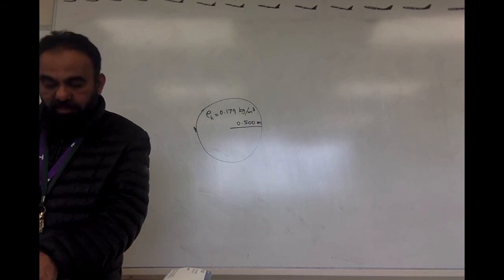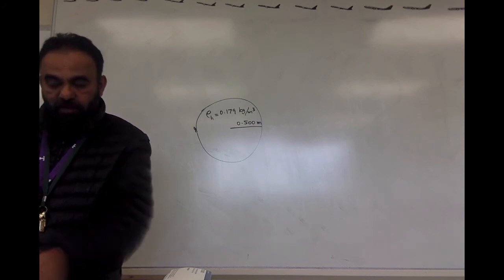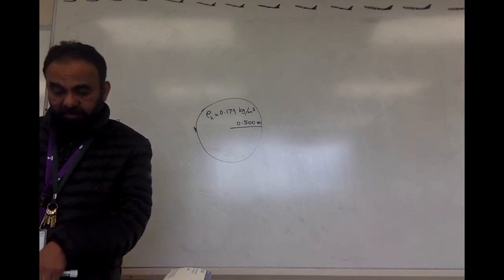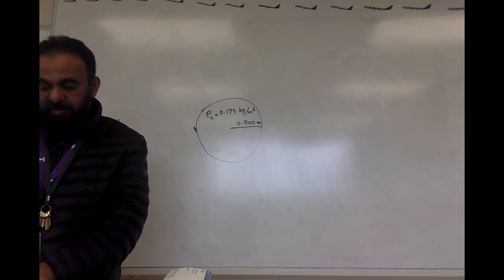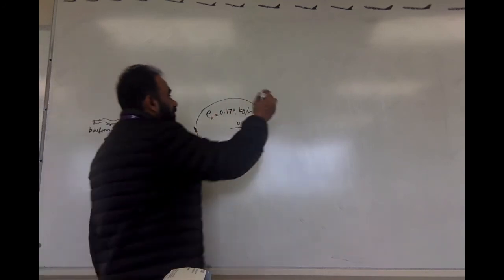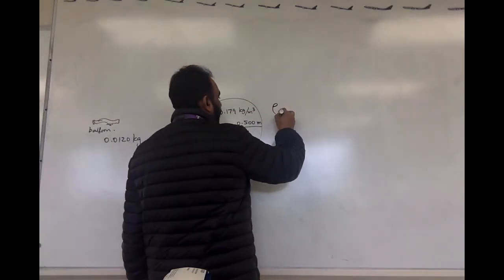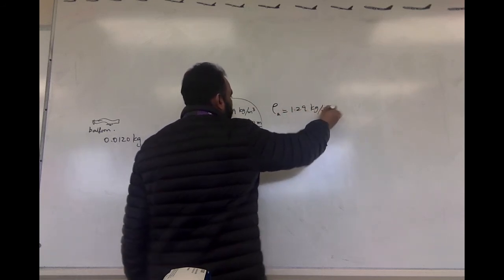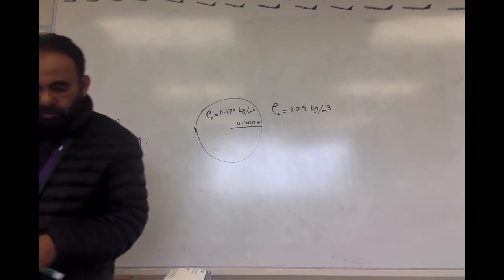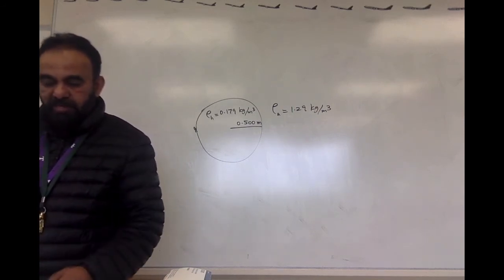Question is, what is the magnitude of the buoyant force acting on the balloon? See figure 1.2 for the density of air. So on the previous page 271, you can see the density of air is 1.29. So density of air is 1.29 kilogram per meter cubed. Now what is the question asking you? What is the magnitude of the buoyant force?